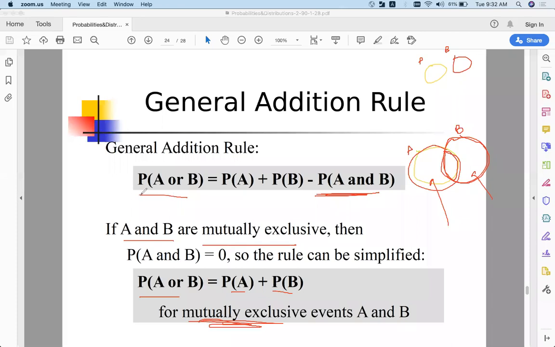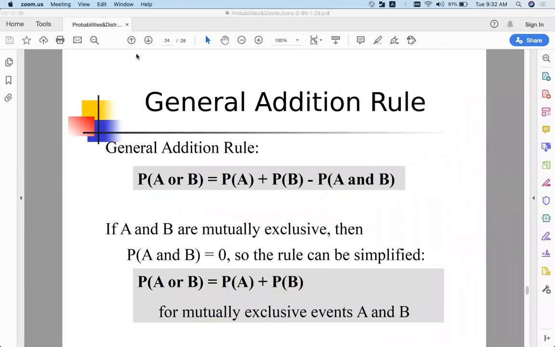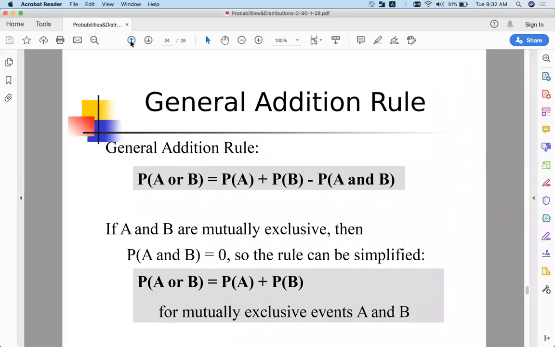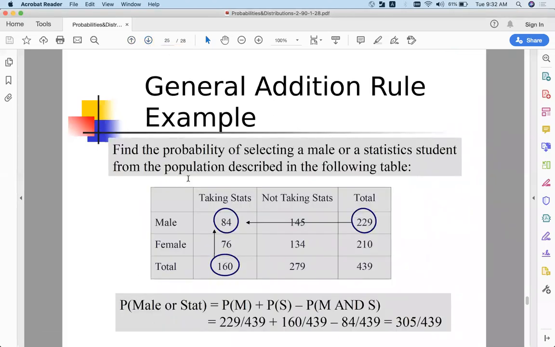For normal events, probability of A or B is given as probability of A plus probability of B minus probability of A and B. Okay, so this is called your general addition rule. Now let's see this in action. We have already solved that, so let's try to understand this and see how many people understand it.